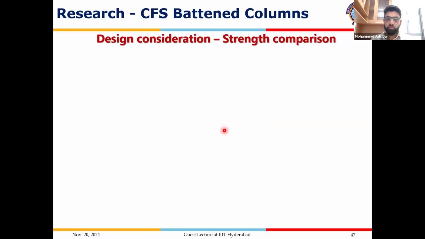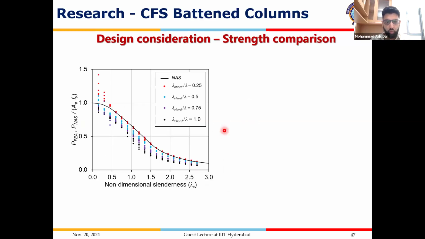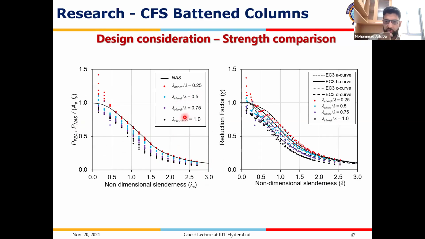Now, once we used these design equations to compute the design strengths, we observed a pattern. When lambda chord by lambda was small, that's 0.25, it nearly matched the design strength computed by the code. As lambda chord by lambda increased, the pattern was the same, but there was a drop, which increased further as lambda chord by lambda increased. A similar observation in the Eurocode, where we saw a nearly similar response.